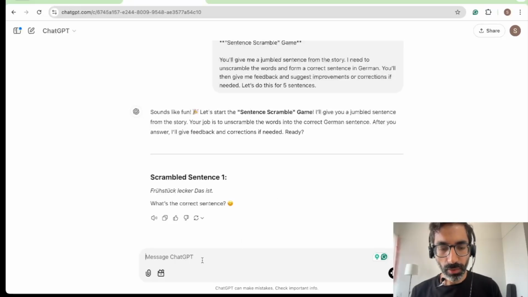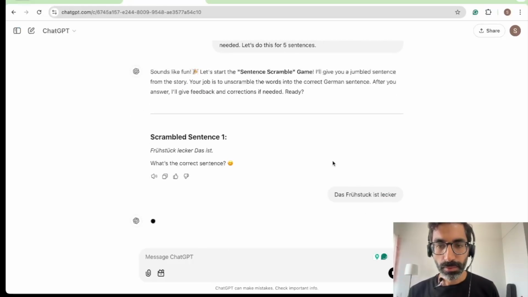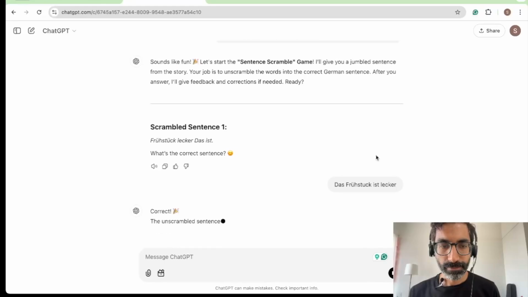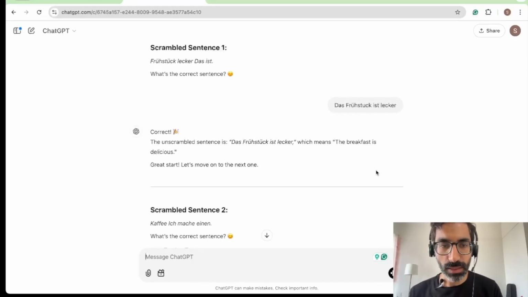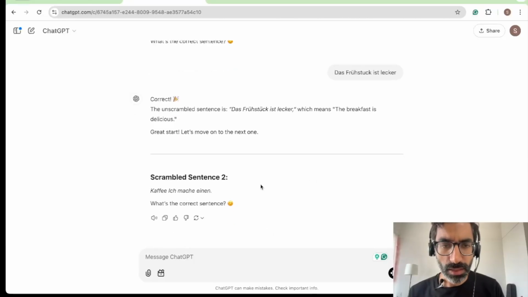So yeah, here we go. I'm going to try and see how this sentence could be restructured. So I know "Das Frühstück ist lecker" might be how it's written. Let's see, is that correct? Oh, it's correct. Das Frühstück ist lecker, which means the breakfast is delicious. That's a great start. Let's move on to the next one.